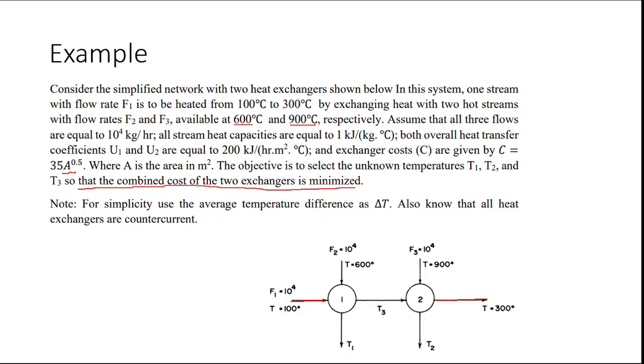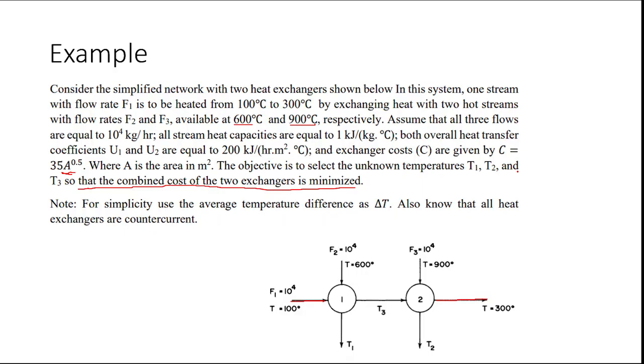But you realize that the question also stated something. The objective is to select the unknown temperatures T1, T2, and T3 so that the combined cost of the two exchangers is minimized. That means that even though the expression they give us for cost was dependent on area, the question is also telling us that the values of the temperatures T1, T2, and T3 are also going to affect the cost, and that is what we actually want to change in order to ensure that the combined cost of the exchangers is minimized. So what that should let us understand is that there's a relation between the area, because cost depends on area, and the temperatures, because cost is also dependent on temperature, right? And the focus is in finding temperature.